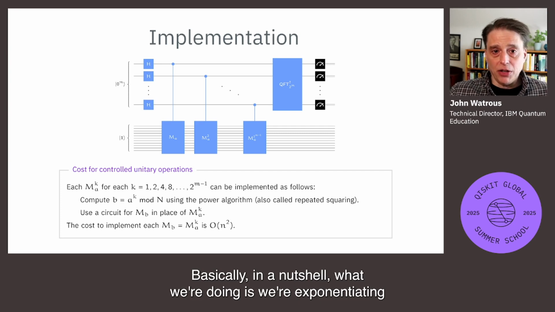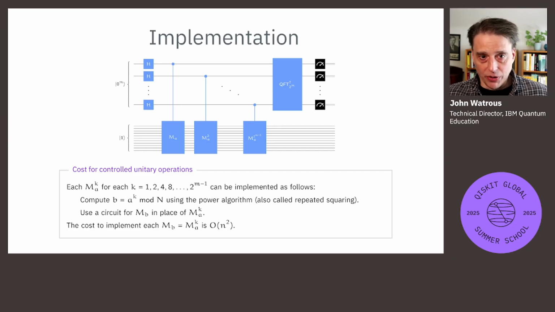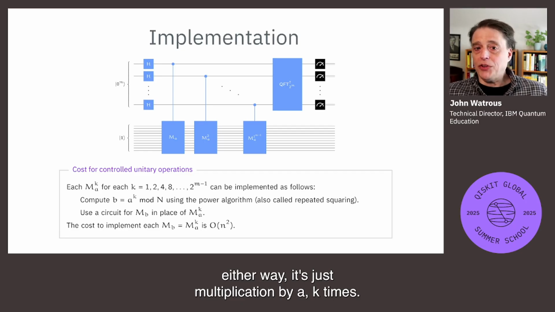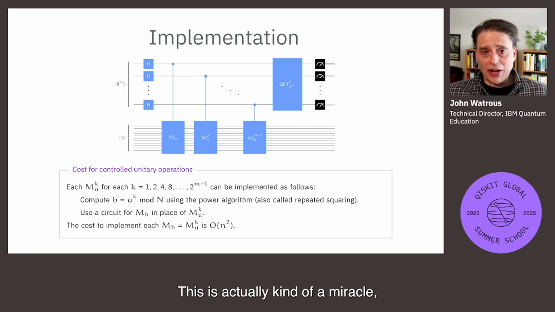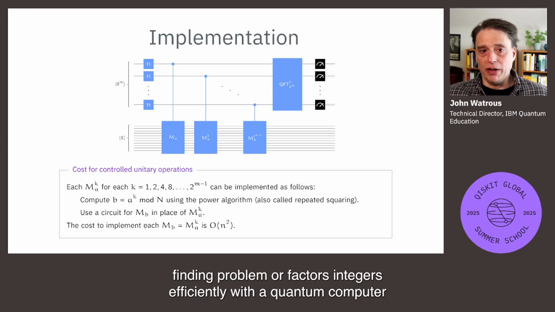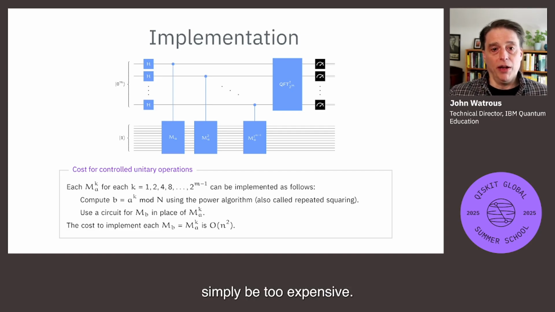Basically, in a nutshell, what we're doing is we're exponentiating with a classical computation rather than iterating a quantum circuit. But the actual operation that we get is the same either way. It's just multiplication by a, k times. This is actually kind of a miracle, in fact, and we wouldn't be able to solve the order finding problem or factor integers efficiently with a quantum computer if it wasn't for this. The whole approach would simply be too expensive.